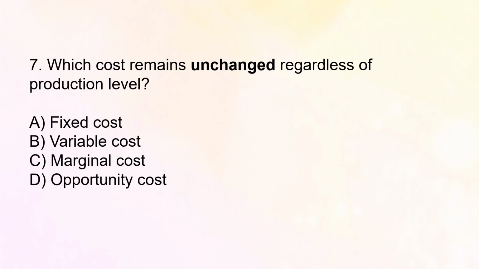Number seven, which cost remains unchanged regardless of production level? Letter A, fixed cost. Letter B, variable cost. Letter C, marginal cost. Or letter D, opportunity cost.